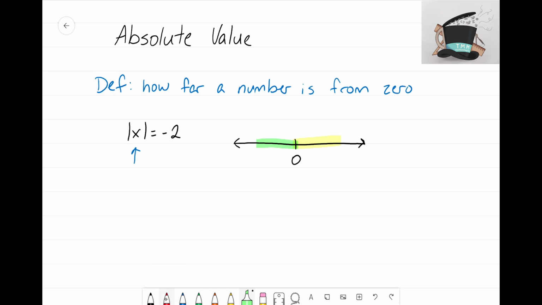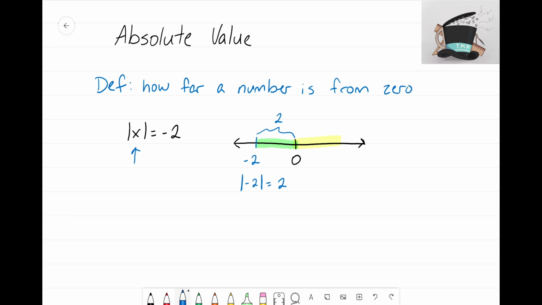And I know a lot of us are probably going to think, oh, it must be -2, right? But as we talked about in the other videos, the absolute value of -2 is 2. And it's 2 because the distance from 0 to -2 is 2. It's not -2. We can't have a distance with a negative number because we're just trying to measure how far that number is from 0.